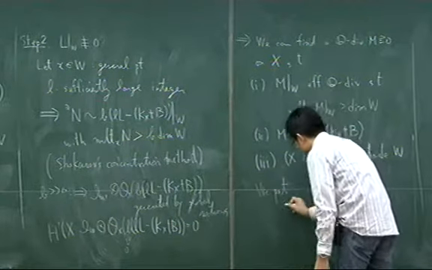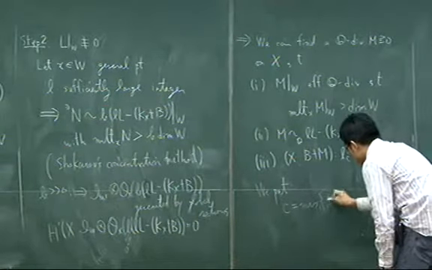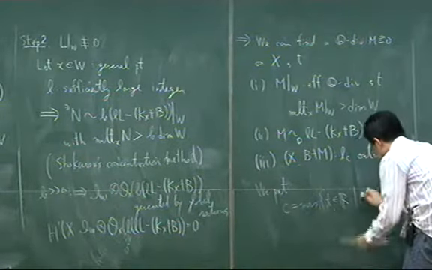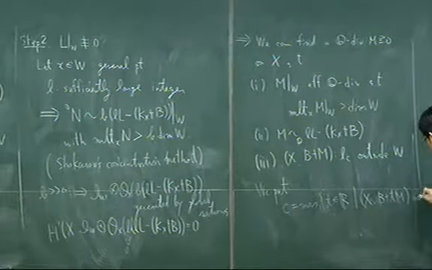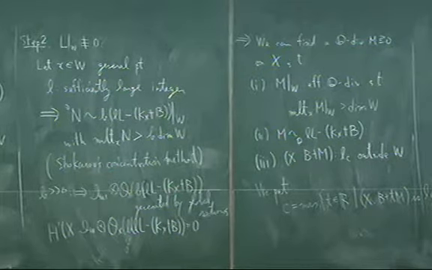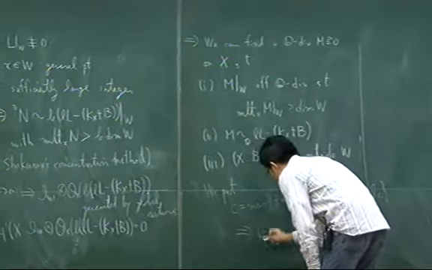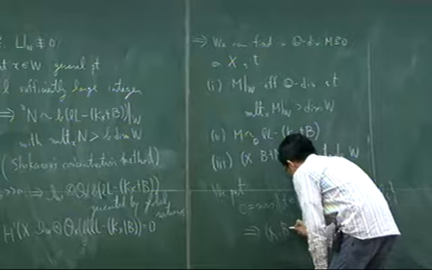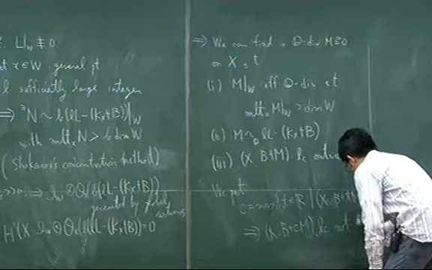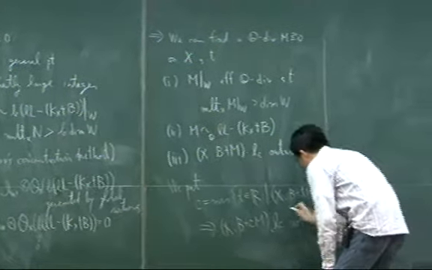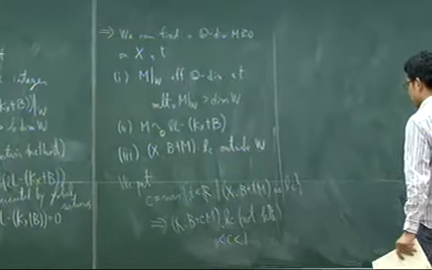We put c as the log canonical threshold. Log canonical threshold means the supremum of real numbers t such that (X, B plus tM) is log canonical. Then (X, B plus cM) is log canonical, of course not KLT, and c is between 0 and 1.